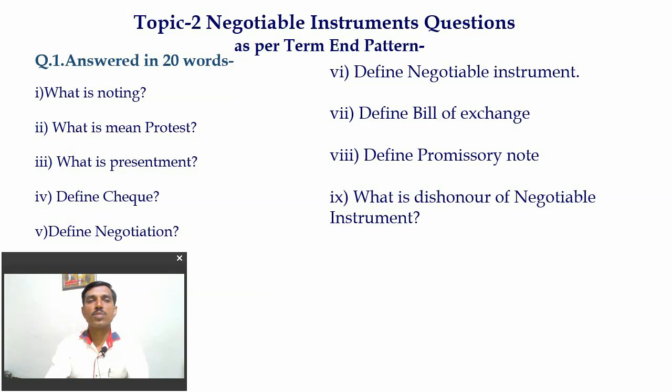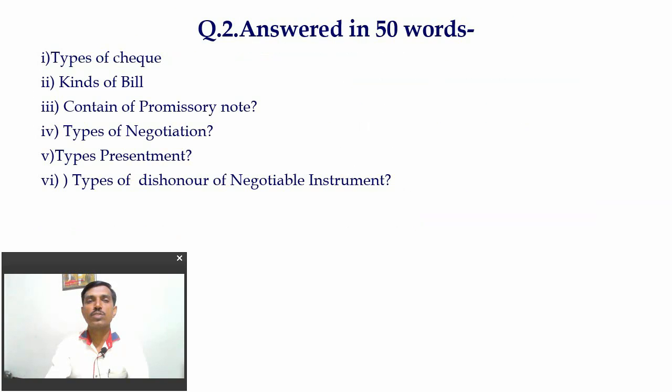So this question will be asked for 20 words. Just answer in 2-3 lines. It's called the answer in 20 words. Noting, protest, presentment, check, negotiation, bill of exchange, promissory note and dishonor.